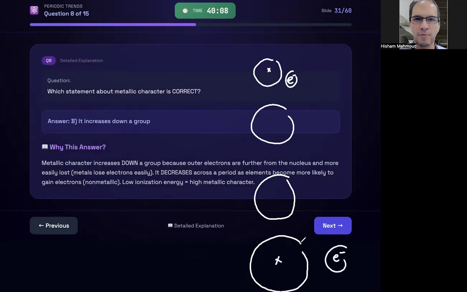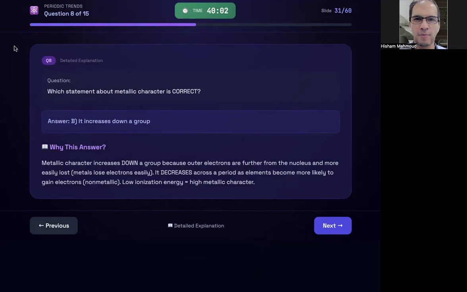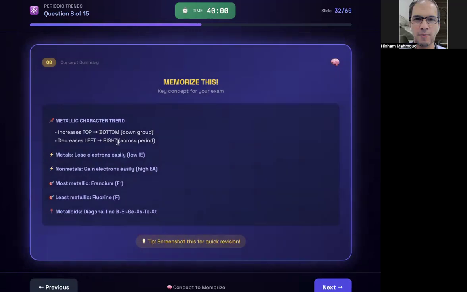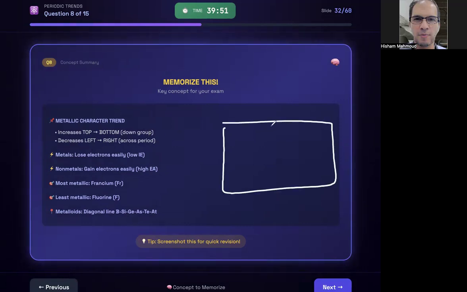It's very far, and there is shielding. Ionization energy is low, so you can easily remove the electron. That makes it a metal, right? Metals lose electrons. So the metallic character increases from top to bottom and decreases from left to right. You are going towards the nonmetals. Remember, this is the periodic table. You are going towards nonmetals, so of course the character decreases. So the metals lose electrons easily, low ionization energy.